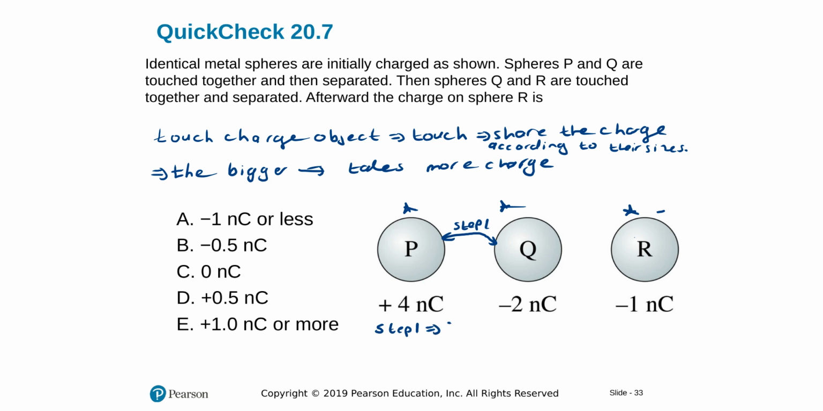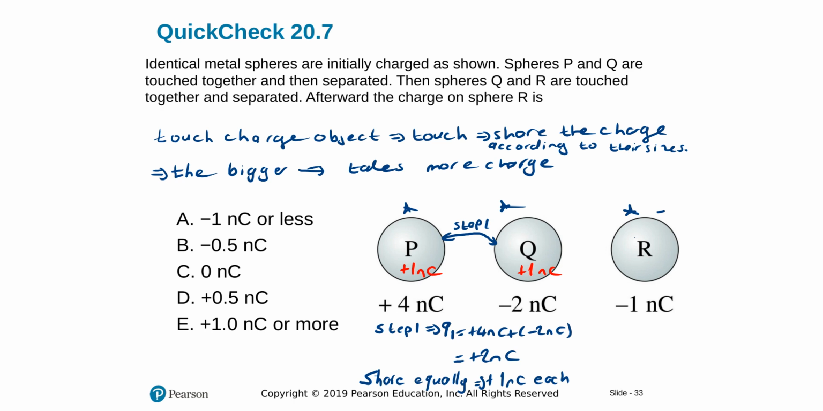All the charges will add. Let me call this Q1. It will be +4 nanocoulomb plus -2 nanocoulomb equals +2 nanocoulomb. And they have the same size, so they will touch, have the total, and then share equally because they have equal size. So each will have +1 nanocoulomb. After the first step, P has +1 nanocoulomb and Q has +1 nanocoulomb.